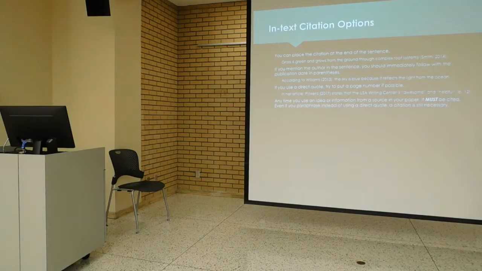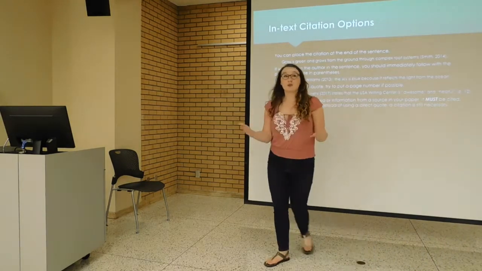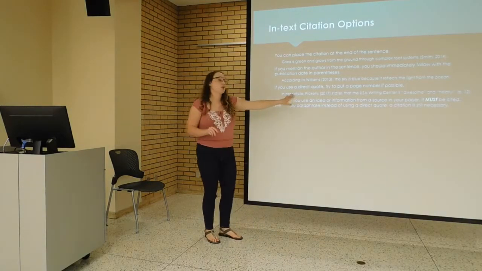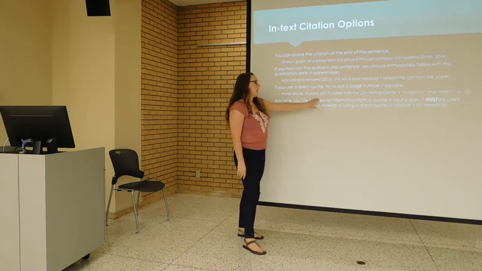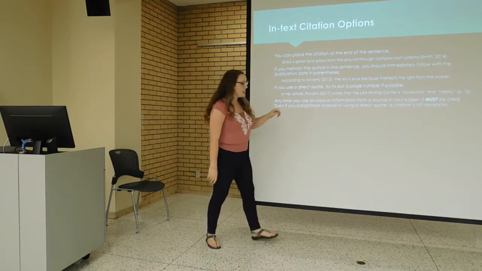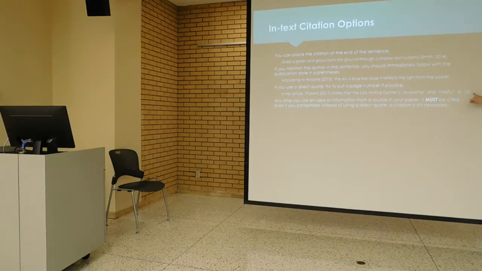If you use a direct quote, try to put a page number if possible. This is something that a lot of students forget with APA because APA doesn't necessarily make a huge deal about it, but it is something that we want to include if possible. And this is what it's going to look like. In her article, Pickens, 2017, because we learned that right up there, states that the USA Writing Center is awesome and helpful. And then, I don't have that period right there. I have this period at the end of this parenthetical statement where it says page 12. So that's letting somebody know directly where they can find that quote.